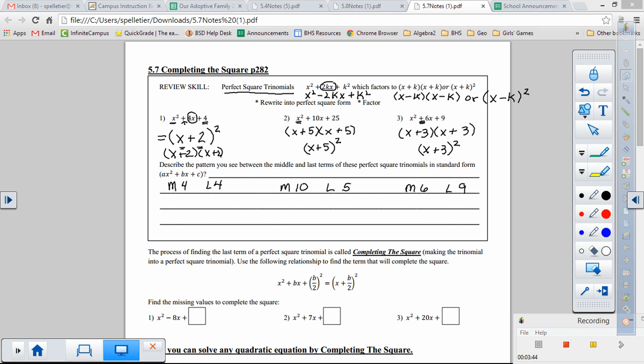I want you to take a minute. If you have to pause the video, that's fine. And see if you can figure out, is there some sort of pattern here? What is happening with my numbers? This should be a 25. Let's fix that, sorry. So what are the patterns? 10 and 25, 6 and 9.